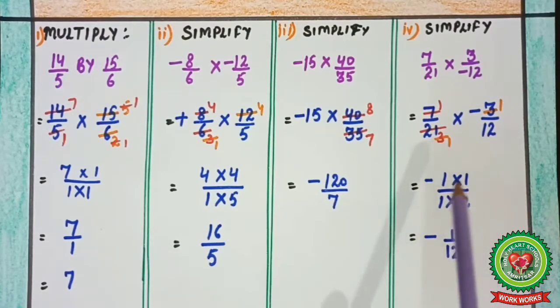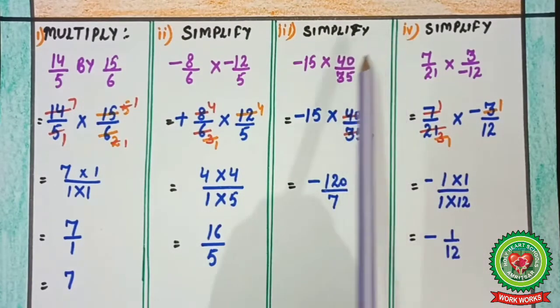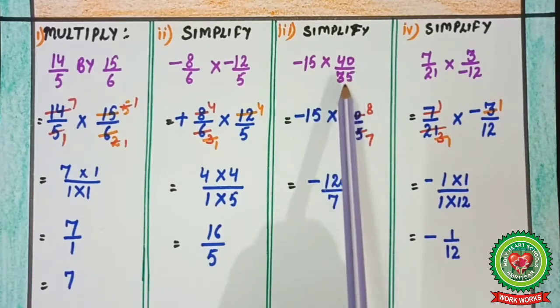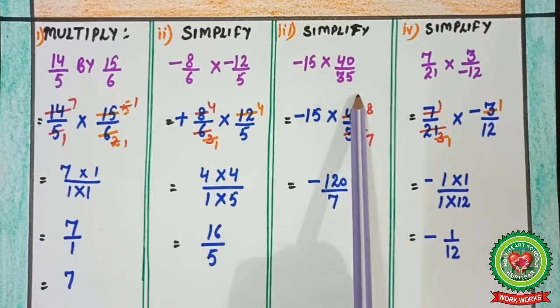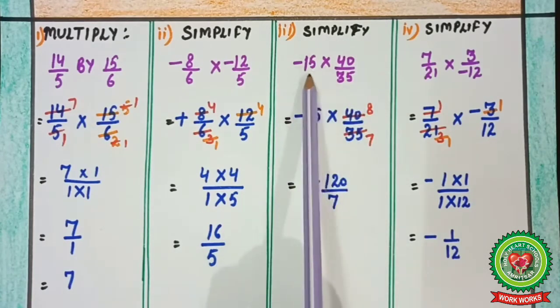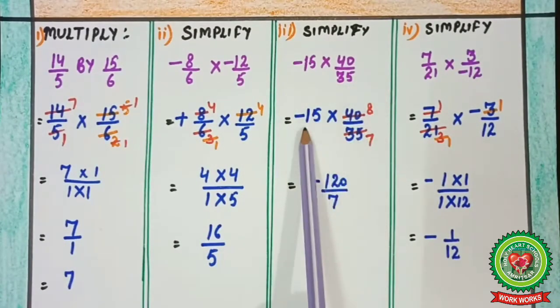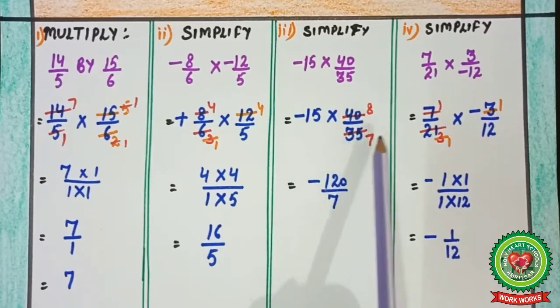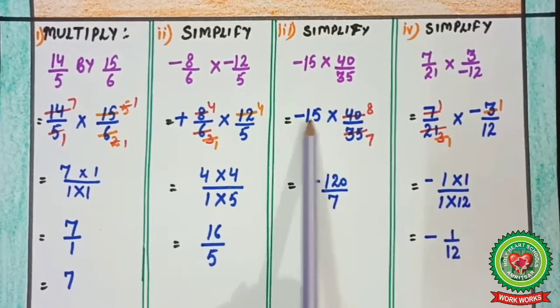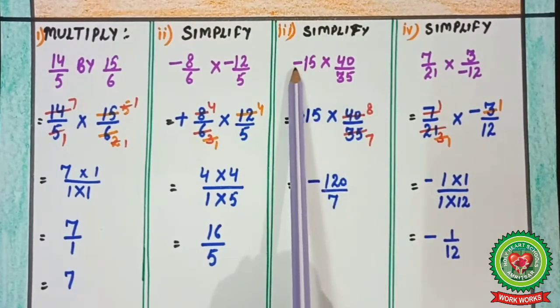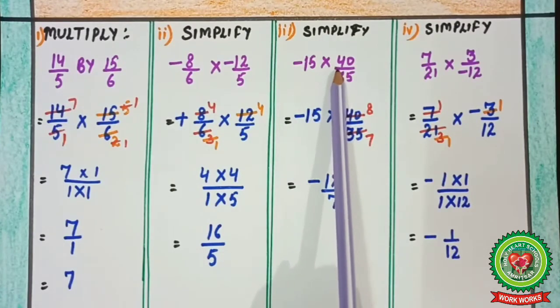Alright. So now move to the next example. Simplify minus 15 multiplied by 40 upon 35. Now I have taken one example in which one number is with minus and another with plus sign, right? So minus 15 multiplied by 40 upon 35. Now I have put the minus sign here. Why? Because minus sign is there and plus sign is there. No sign means plus sign.